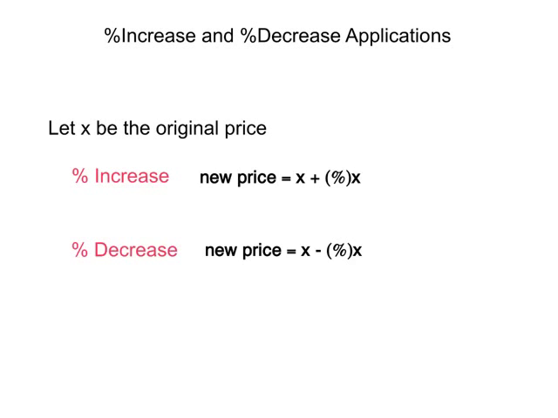Hey guys, let's talk about percent increase and decrease application problems. This type of problem can be done with a formula. These are the formulas that we use for percent increase and decrease applications. If you let X be the original price, a percent increase is going to be: the new price equals X plus the percent in decimal form times X.